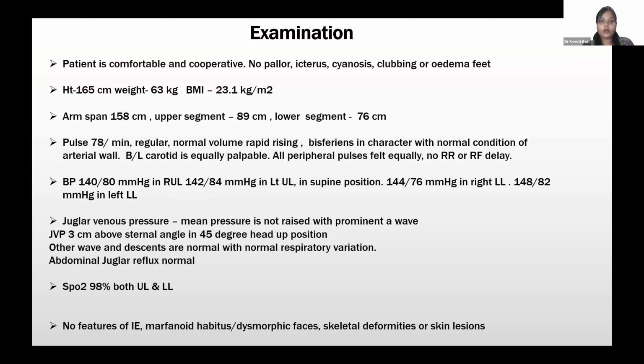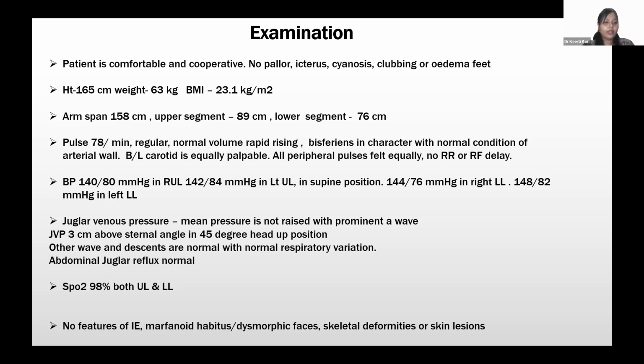Patient is comfortable, cooperative, no pallor, icterus, cyanosis or clubbing. Height 165, weight 63 with BMI of 23, arm span of 158, and no significant difference in upper segment of 89 and lower segment of 76. Pulse rate is 78 per minute, regular with normal volume, rapid rising, normal character, with normal condition of the arterial wall. Bilateral carotids are equally palpable. All peripheral pulses are felt equally with no radial or radiofemoral delay.